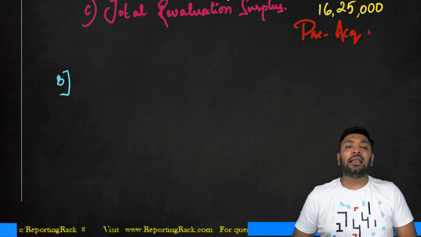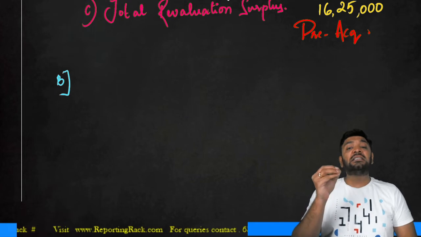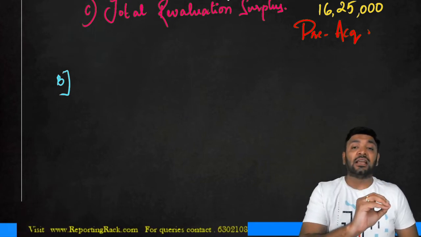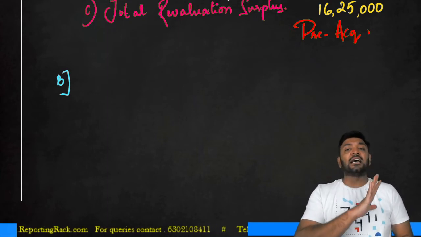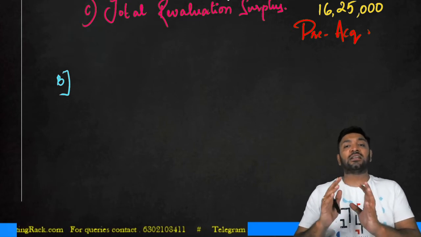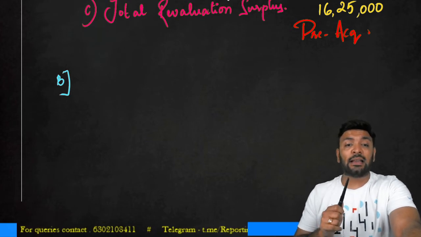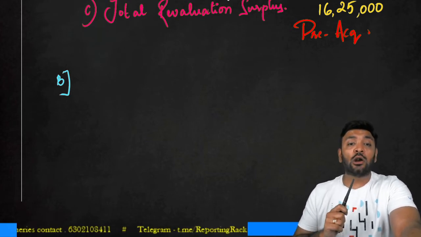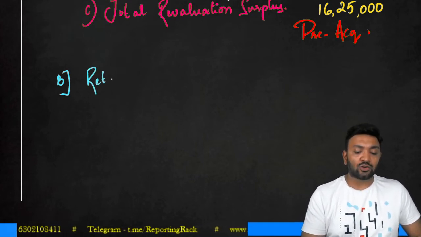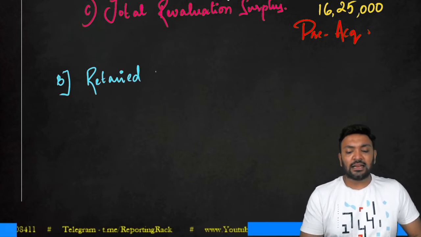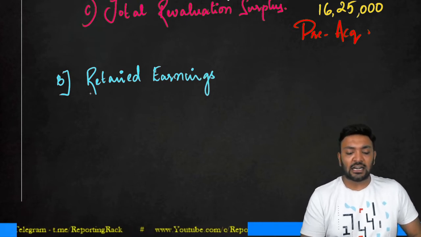Did he say anything regarding other reserves? Nothing. Since he said nothing regarding other reserves, I will consider that these other reserves were existing at the beginning of the year itself. That means the entire 10 lakhs of other reserves in XYZ should be considered as pre-acquisition reserve. Only retained earnings will have post-acquisition reserves. Let's calculate. Balance sheet date balance of retained earnings is 8 lakh 20. Beginning of the year, it was 3 lakhs, out of which the dividend was paid. I'm talking about retained earnings only. There is nothing to be analyzed for other reserves. There is no adjustment at all. Entire amount I'll consider it as pre-acquisition reserve.